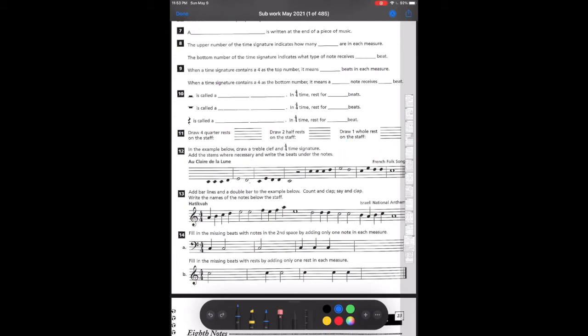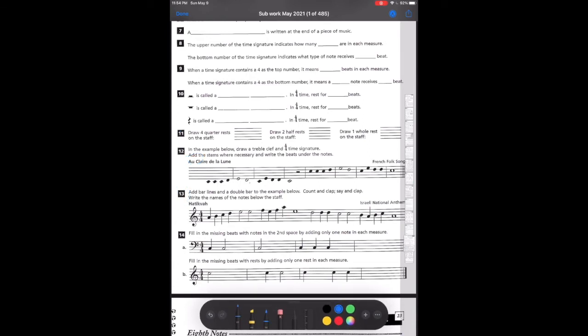All right, 13. Add bar lines and a double bar to the example below. Count and clap or say and clap. Remember, counting is what we do. And it tells the titles. This is Clair de Lune in 12. And this, I can't speak Hebrew very well. Hatikva, I assume. I might not be correct because nobody's perfect.